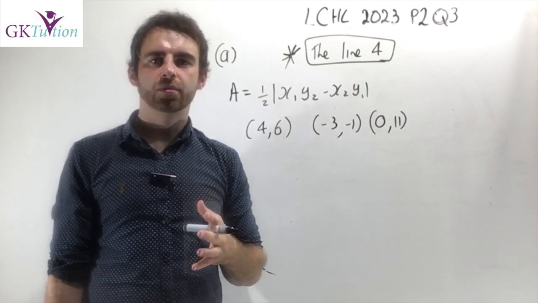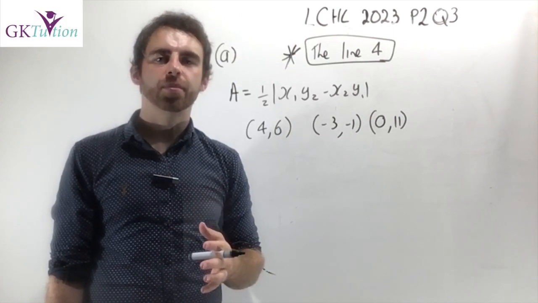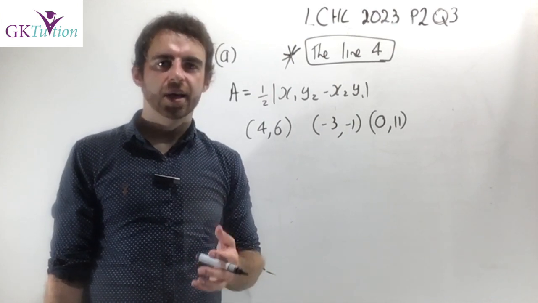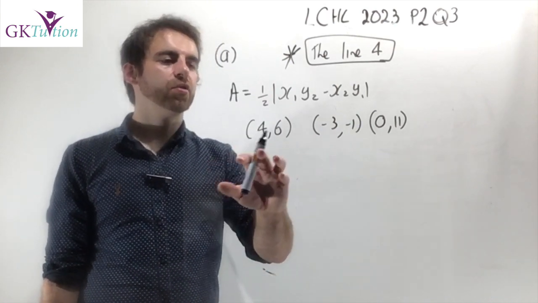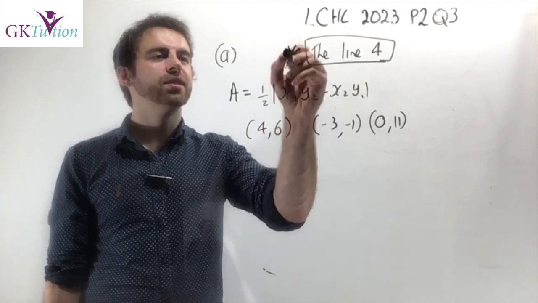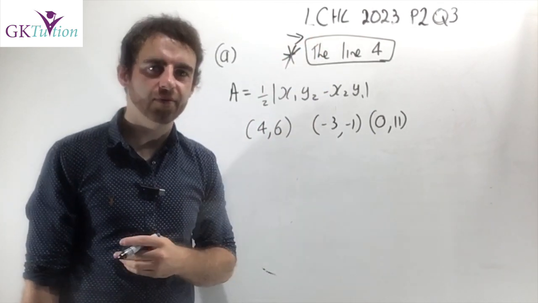In this tutorial, we're looking at 2023 Paper 2 Question 3, and it's all about coordinate geometry of the line. In the first part of this question, we're given 3 vertices and we're asked to get the area of the triangle. You should recognize that this is what we studied in the line part 4.